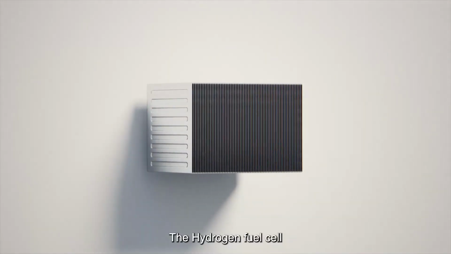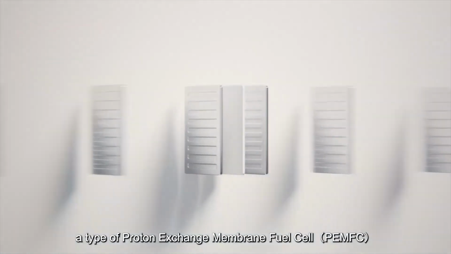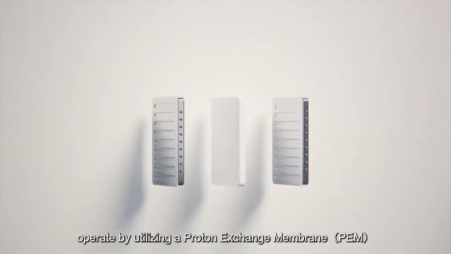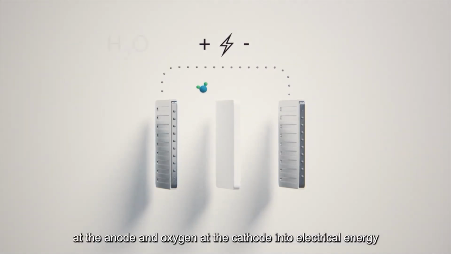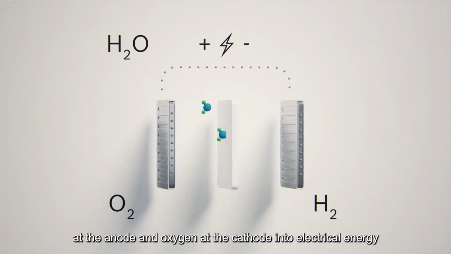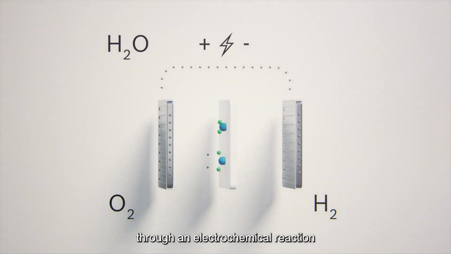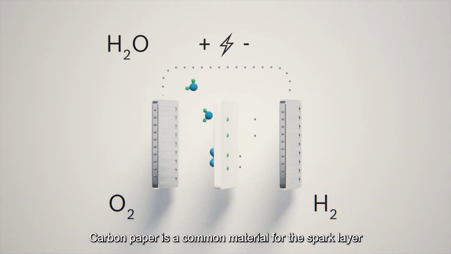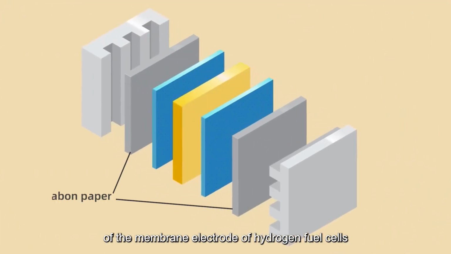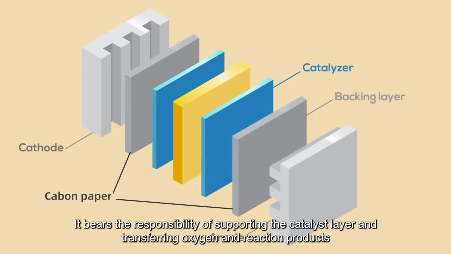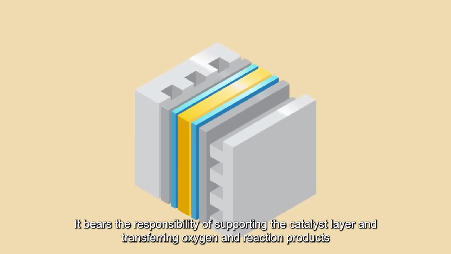Hydrogen fuel cells, a type of proton exchange membrane fuel cell, operate by utilizing a proton exchange membrane to convert the chemical energy of hydrogen at the anode and oxygen at the cathode into electrical energy through an electrochemical reaction. Carbon paper is a common material for the support layer of the membrane electrode of hydrogen fuel cells. It bears the responsibility of supporting the catalyst layer and transferring oxygen and reaction products.